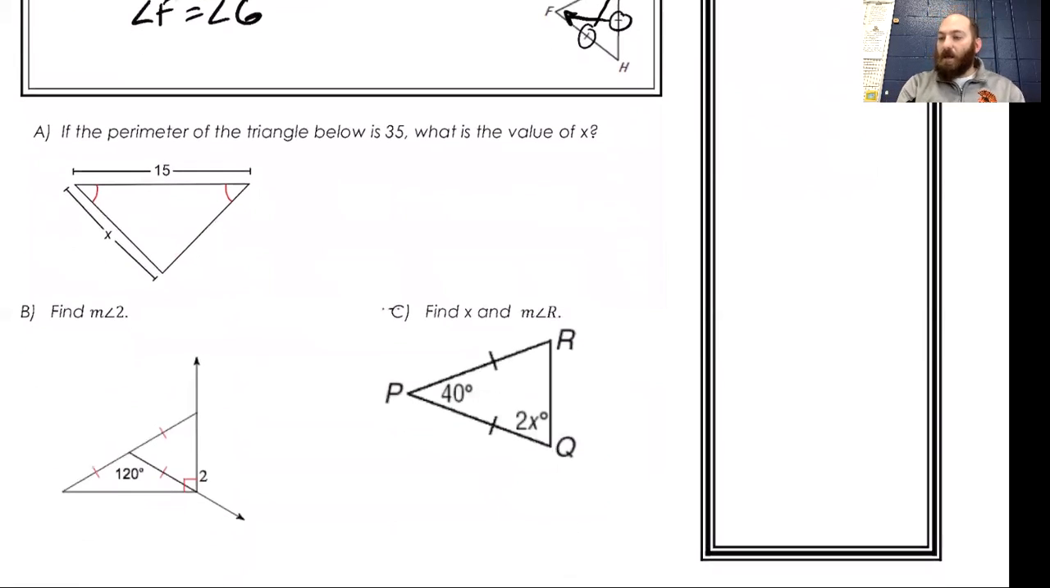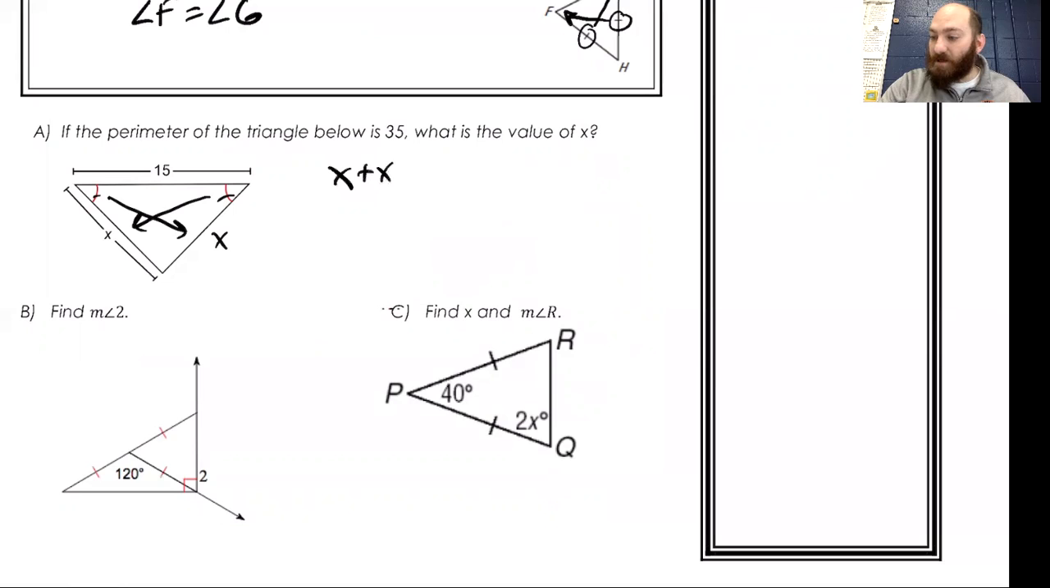If the perimeter of the triangle below is 35, what is the value of X? In this scenario, I'm telling you that these two angles are congruent. So remember what that means. If the two angles are congruent, their opposite sides are congruent. So I can consider this to be X as well, since that's going to be the same as the other one. So here's my perimeter. I'm going to take all three sides and add them up.